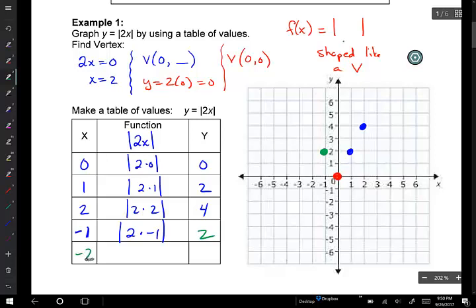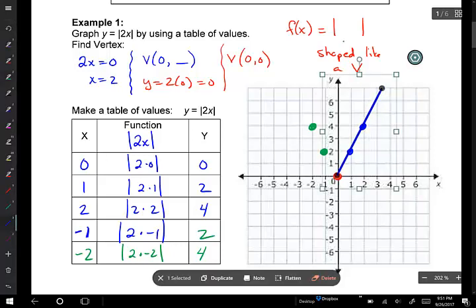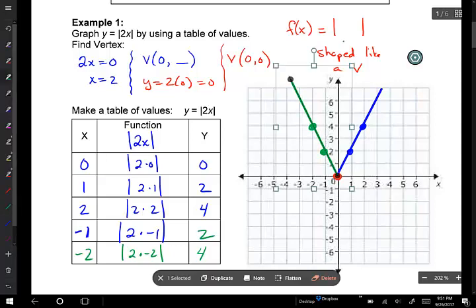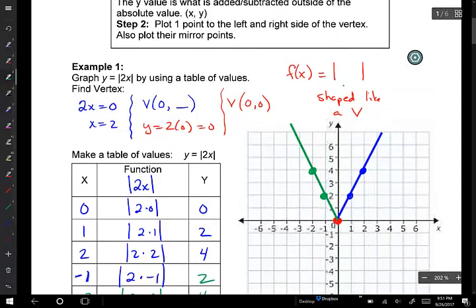Well, let's look at the next value, negative 2. 2 times negative 2 is negative 4. Absolute value of negative 4 is 4. And so now you see the second green dot is also a reflection, which gives us a final function that's going to look just like this, where the blue line is reflected over the y-axis to the green line. And that really gives us this absolute value function and what it looks like.